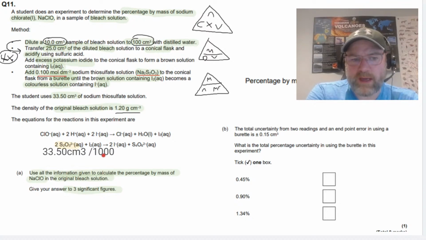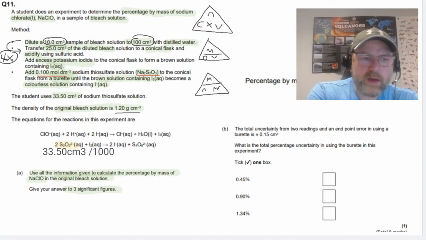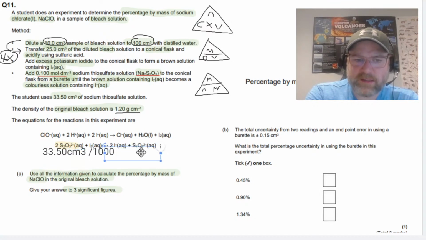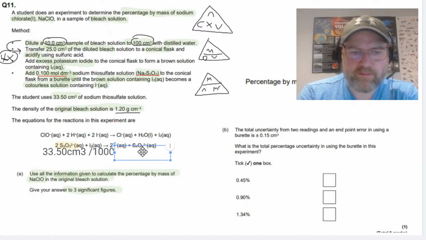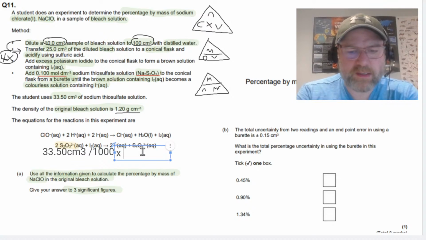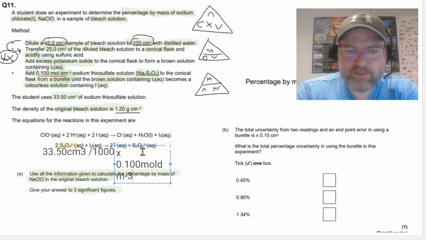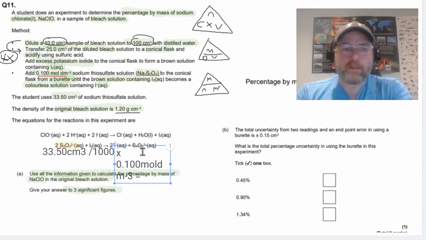This is the volume down here, and I times it by the concentration, which is 0.1, and we're on our way to our first mark here. So let's grab that first mark of the 7 marks. I'm just going to write it there. So it's volume times 0.10 mol dm^-3. And that's going to give us our moles.